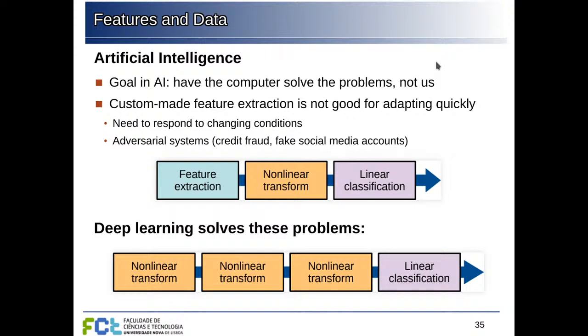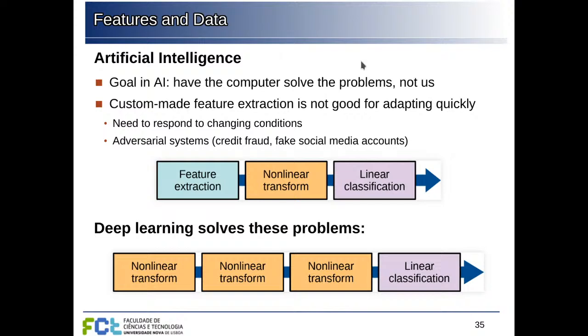So when we need either to use lots of data, complex data sets, or change things very rapidly, it's very hard to keep doing this by hand. Deep learning can solve these problems because by stacking all those nonlinear transformations that are learned by the model during training, we can automate these feature extraction steps and the selection of the appropriate transformations. The network is doing all of those things as it learns to solve the problem.